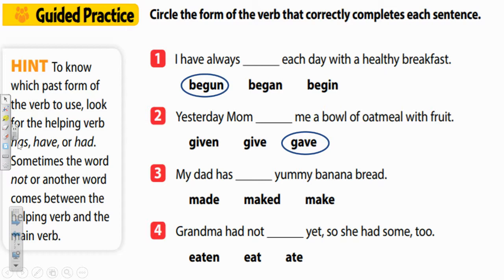Number 3, my dad has blank yummy banana bread. Well, I see that helping verb has. My dad has made. My dad has maked. My dad has make. My dad has made yummy banana bread.